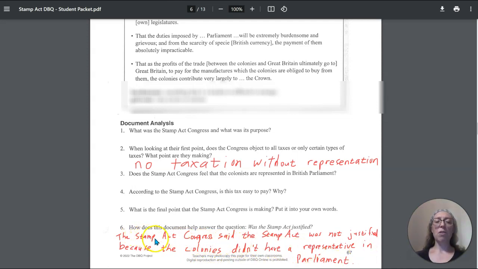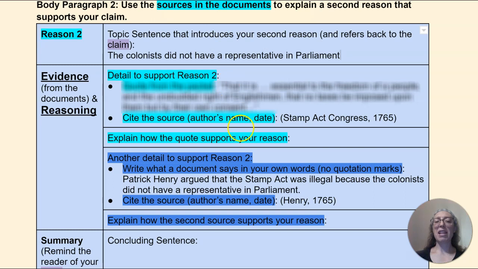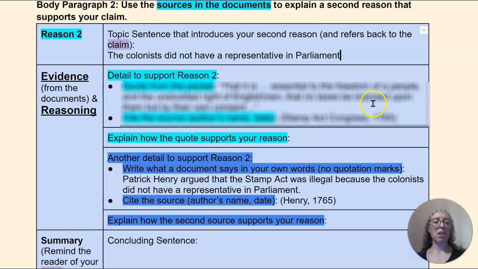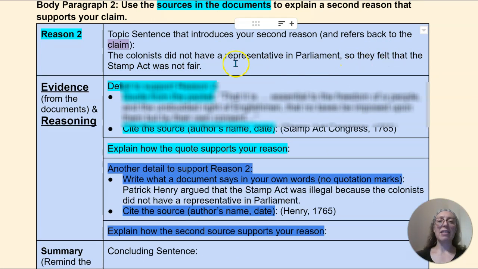I don't really want to go back and just say the Stamp Act Congress said, because this paragraph is going to use more than just something from document A. So I'm still going to add something to that, though. I can think about adding no taxation without representation. In this case, I think I'm going to save that for later. I might use that in the conclusion or something. For right now, I'm going to add this: The colonists did not have a representative in Parliament, so they felt that the Stamp Act was not fair.